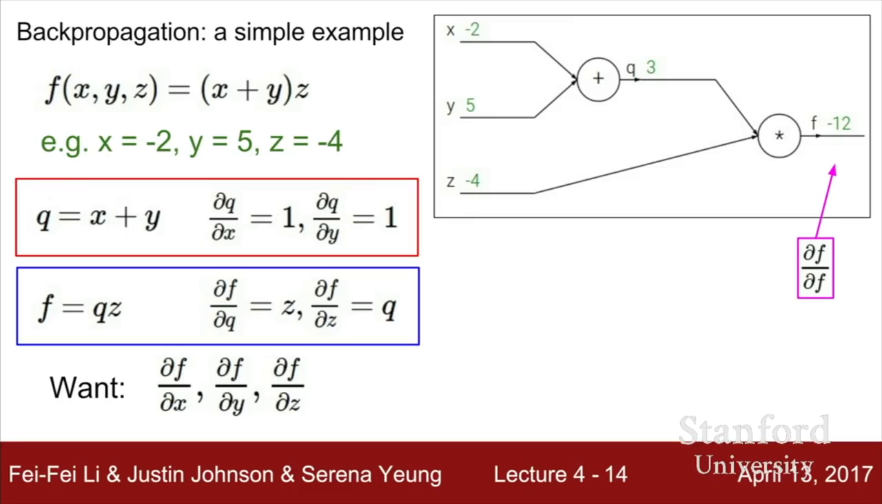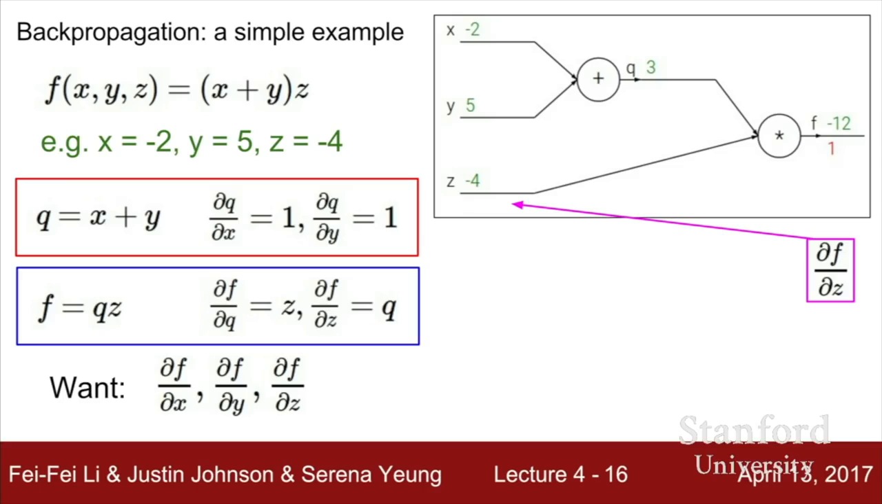So what backprop is, it's a recursive application of the chain rule. So we're going to start at the very end of the computational graph, and then we're going to work our way backwards and compute all of the gradients along the way. So here, if we start at the very end, right, we want to compute the gradient of the output with respect to the last variable, which is just f. And so this gradient is just 1. It's trivial.